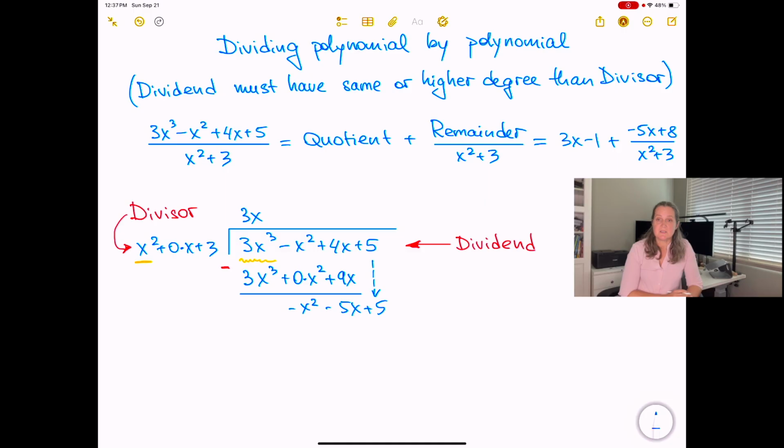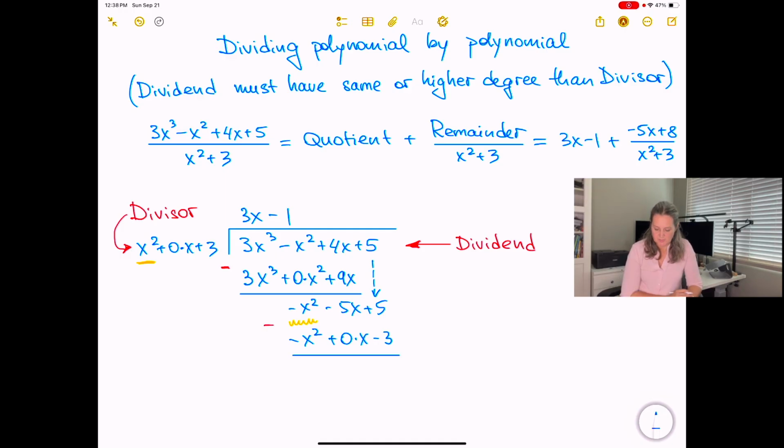Now this is the second iteration of the long division. Let's determine what we can multiply x squared by to create minus x squared. It should be negative 1. Minus 1 times x squared is exactly negative x squared. Minus 1 times 0x is 0x. Minus 1 times 3 is negative 3.